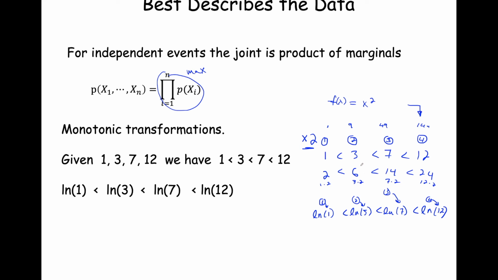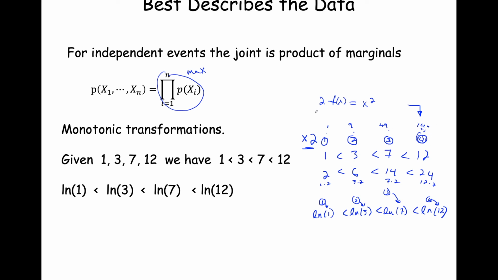If we take this f of x and multiply it by 2, where does it achieve its maximum? It still achieves its maximum at that fourth position, because that would be 144 times 2, 49 times 2, 9 times 2, 1 times 2. The maximum is still in the same position.